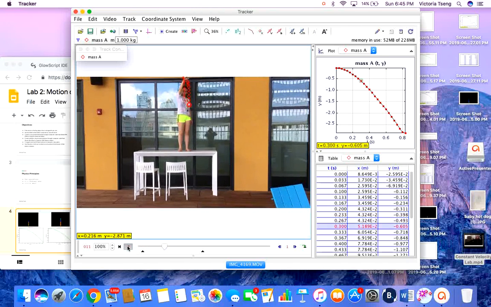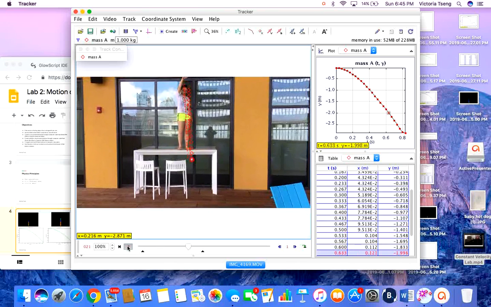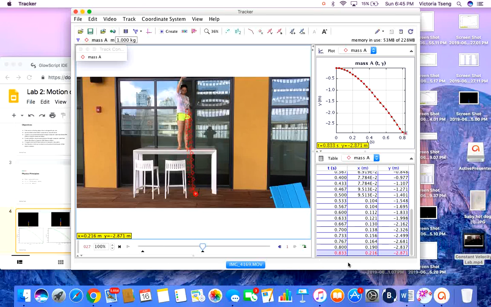In my tracker video, I dropped a crumpled up sheet of paper which had a final position of negative 2.871 meters. The weight of the paper was 0.0045 kilograms. This all happens over the course of 0.833 seconds. From our data, we see that the paper's movement in the y direction can be described as accelerating downwards and then falling at a constant rate.